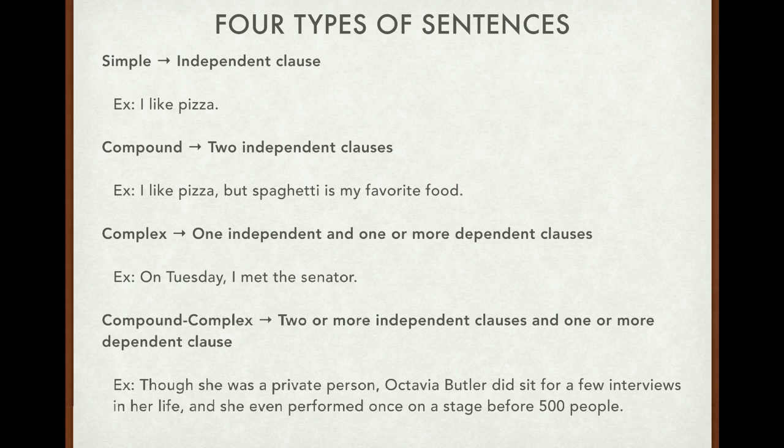Okay, so I have here 2 independent clauses and 1 dependent clause. So though she was a private person is our dependent clause. Then we have an independent clause. Octavia Butler did sit for a few interviews in her life. That's the independent clause. And then another independent clause joined by a comma fanboys. So we have comma and then our second independent clause. She even performed once on stage before 500 people. So we have dependent clause, though she was a private person. Independent clause, Octavia Butler did sit for a few interviews in her life. And then another independent clause, she even performed once on a stage before 500 people. So that's our compound complex sentence.